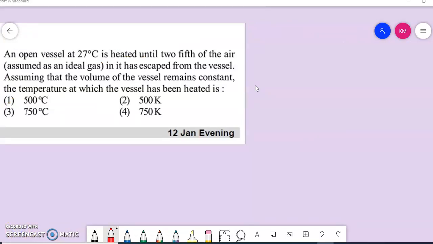Let's see the next question, guys. An open vessel at 27 degrees Celsius is heated. 27 degrees Celsius in the sense this is 300 Kelvin. So initial temperature, that is T1, is equal to 300 Kelvin, is heated until 2/5 of the air in it has escaped from the vessel.